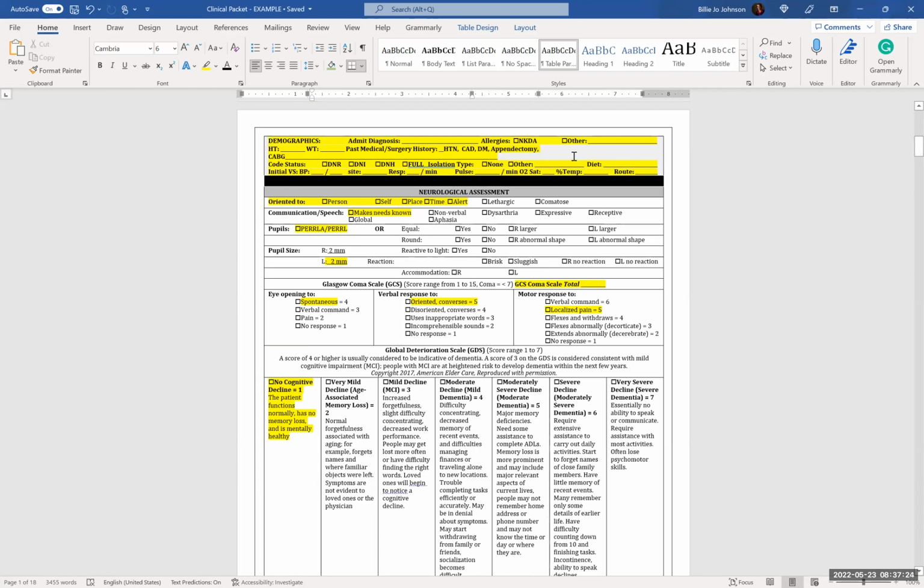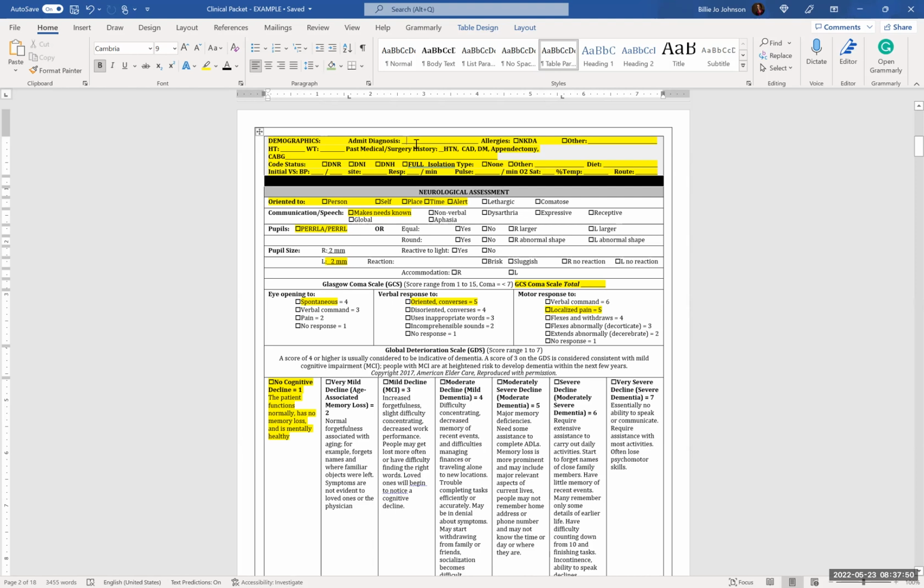This will be the demographic and neurological page. You need to have this entire top portion filled out. For the demographics, remember with HIPAA, you do not need to place the patient's name up here. Do not do that. You can put initials or patient age and sex, that's fine. Very important, make sure you have your admit diagnosis in here. You can find that in the charts. If you're not sure where to find that, ask your nurse.